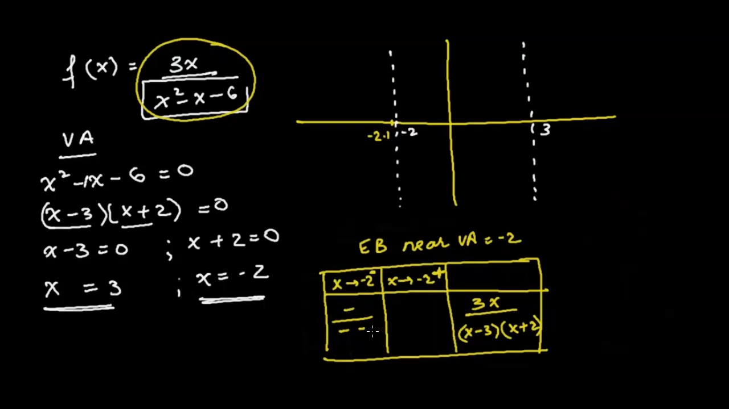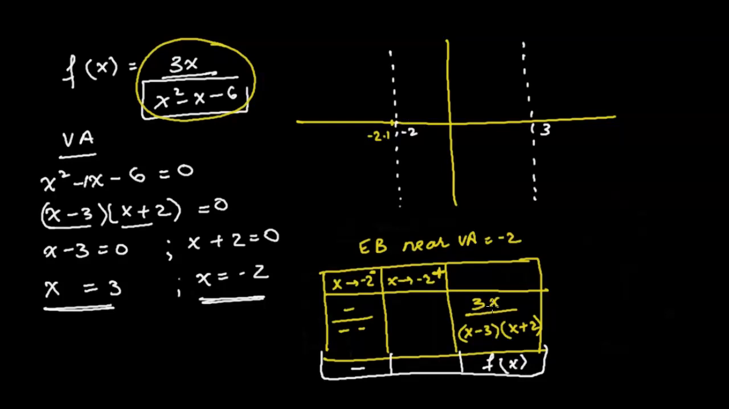Since we have three negative signs, the final result will be negative. And this is how the final result can be shown. Next, we use a number that is on the right side of -2. Let's say we pick -1.9.